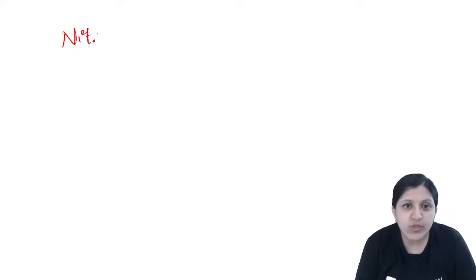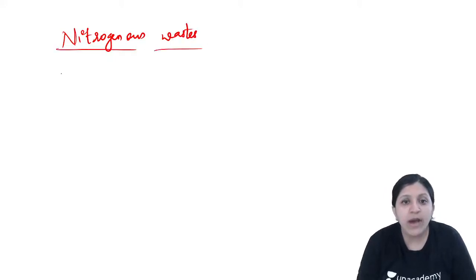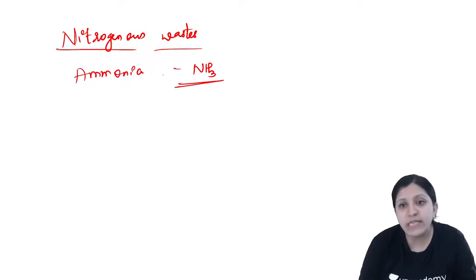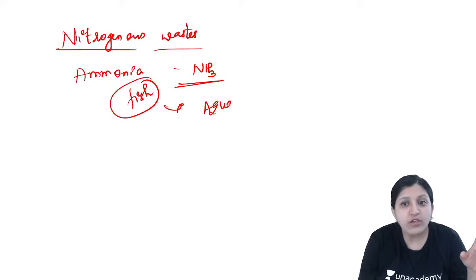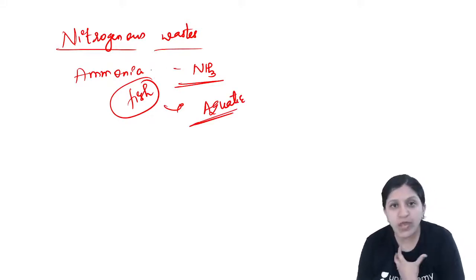When we mention nitrogenous waste, in fishes the main one is ammonia. Ammonia is too toxic, so this shouldn't be stored in our body. This is the case in fishes, since they continuously live in water, so they are aquatic. A large amount of water is required in order to remove this ammonia from the body.